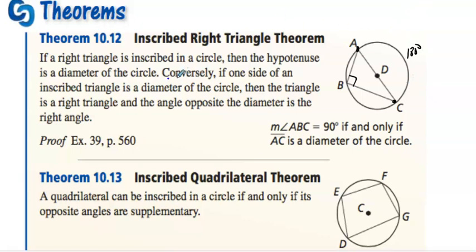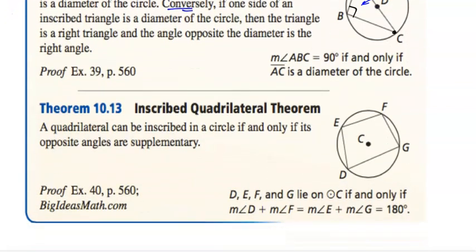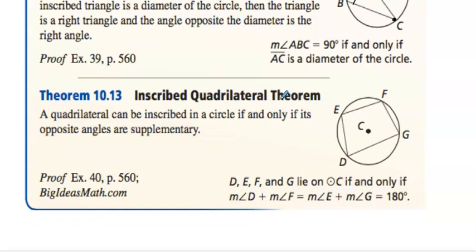And then the converse. If one side of an inscribed triangle is the diameter of the circle, then the triangle is a right triangle, right? So if you tell me it's 180, then that angle has to be half of that, which is 90. Nice. Inscribed quadrilateral theorem: a quadrilateral can be inscribed in a circle if and only if its opposite angles are supplementary.